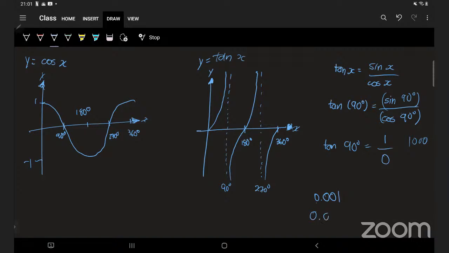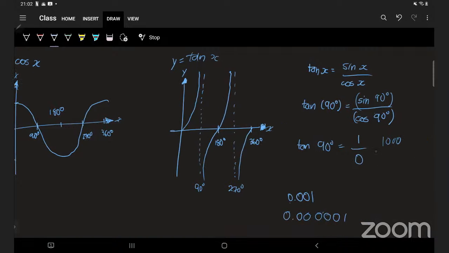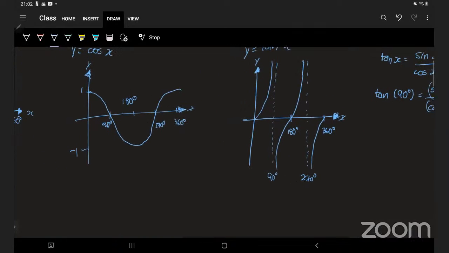If you divide by 0.000001, you get an even bigger number. So if you divide by 0, the value will just tend towards infinity. So that's why you have the asymptote lines. It never actually touches the asymptote lines, but it goes higher and higher and higher. All right, so that's the reason why we have those asymptote lines.